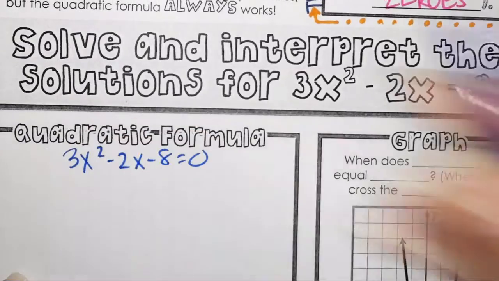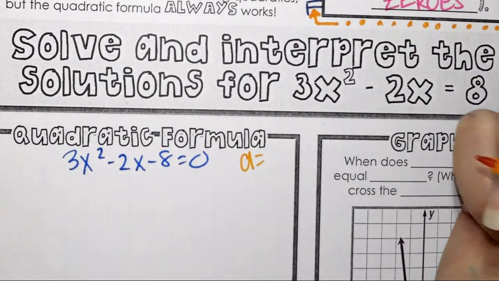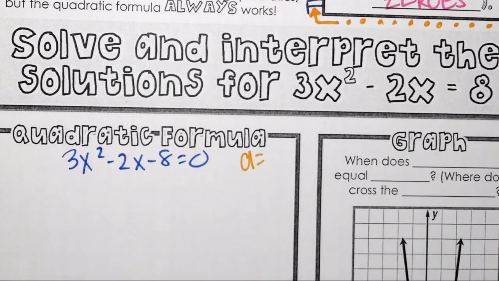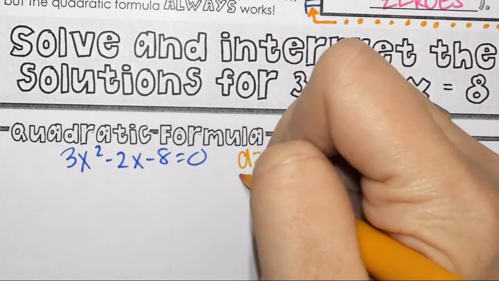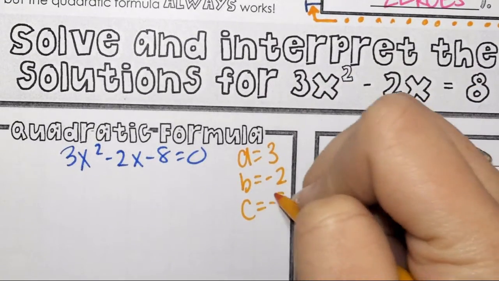Alright, so now we're going to plug it into our quadratic formula. What is our A this time? 3. B is -2 and C is -8.